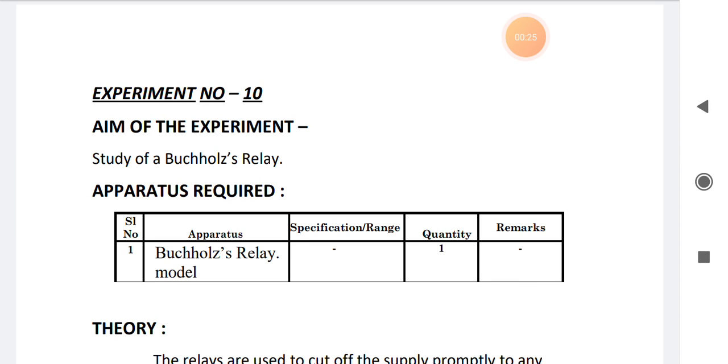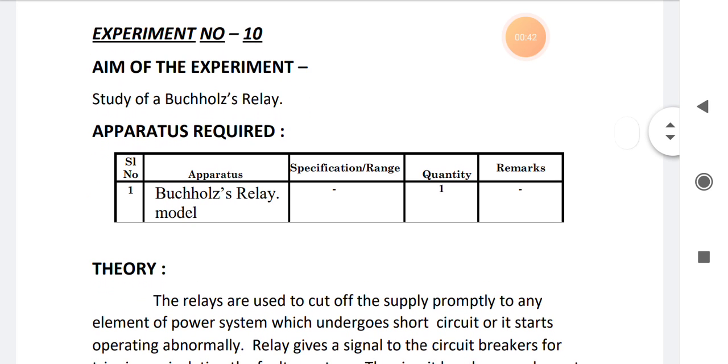So we will make you understand with the help of a diagram, because this is available in models, and we will understand it with the help of a circuit diagram. Now, in the apparatus required section, we have only a Buchholz relay model, and since it is a model, there is no need for any specification to be written. The quantity required is 1, and the remark is not applicable over here. Now we'll directly start with the theory of this relay.